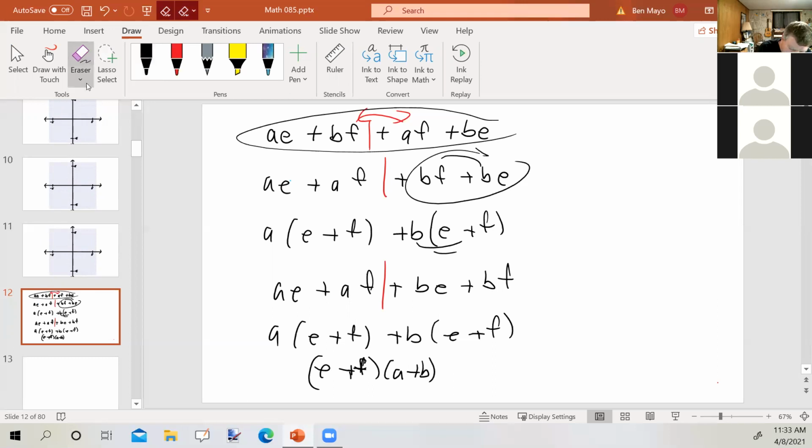So that's factoring by grouping, but we had to do a little rearranging of the terms to make things work out nicely. Are we okay with that? Yep, thank you. Any other questions from you or Taylor or anyone that I don't see there?